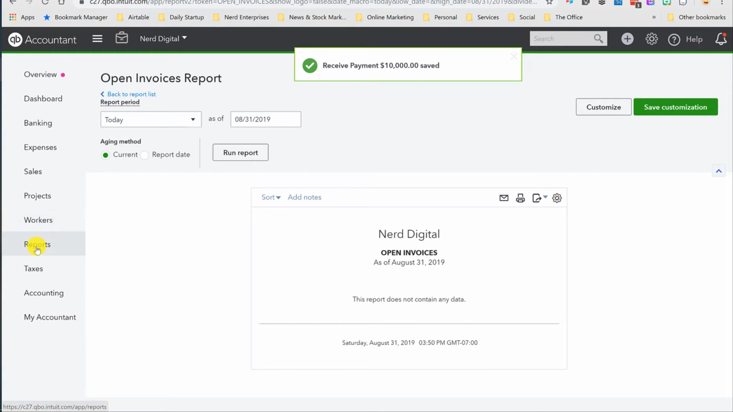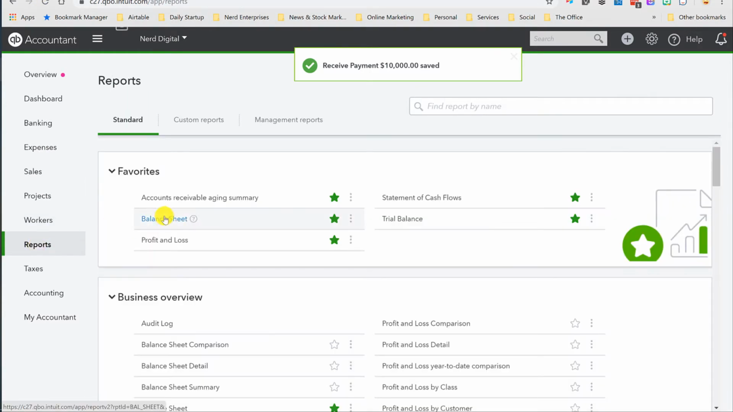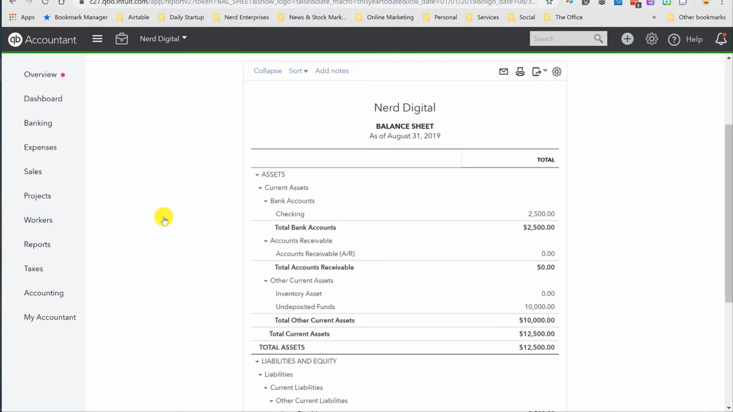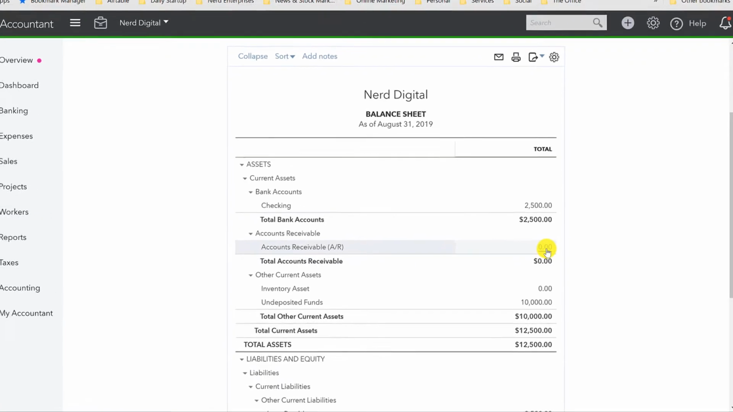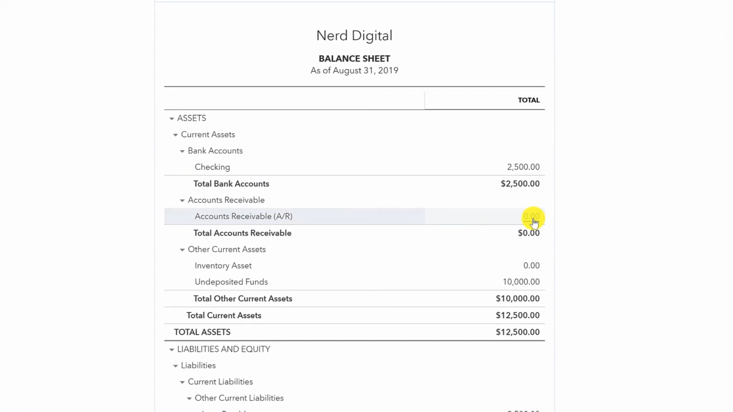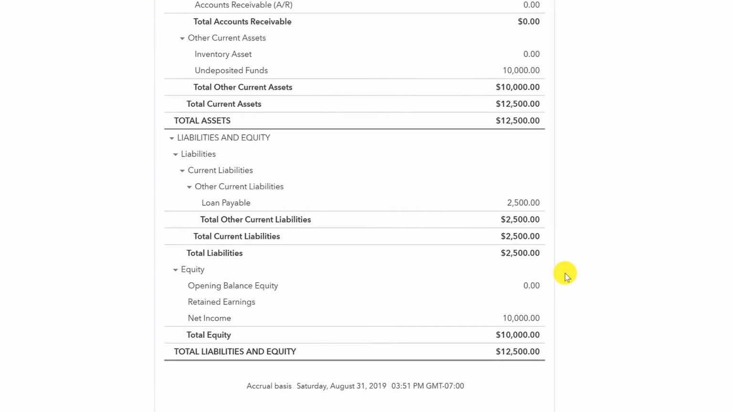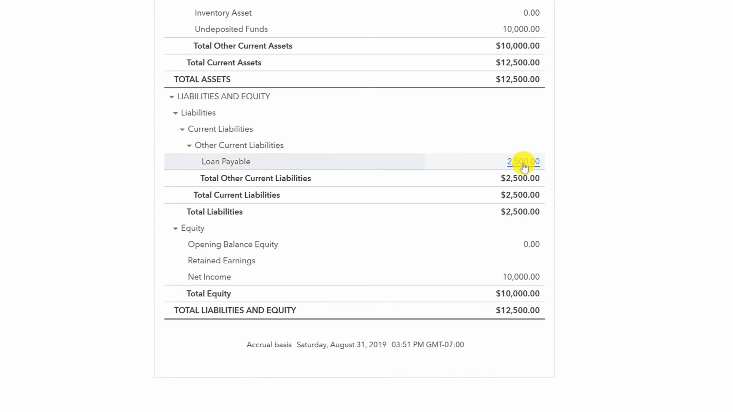Okay? Let's look at a balance sheet. I like to look at balance sheets and profit and losses while I'm doing this stuff. So accounts receivable has been zeroed out. It's effectively moved over to undeposited funds, right? So I also went ahead of time and prepared for the situation where we're paying off a loan payable. So let's look at that scenario first, and also because it's much easier.